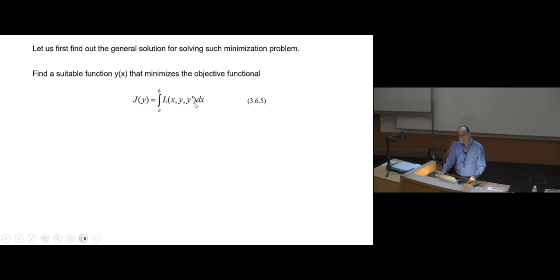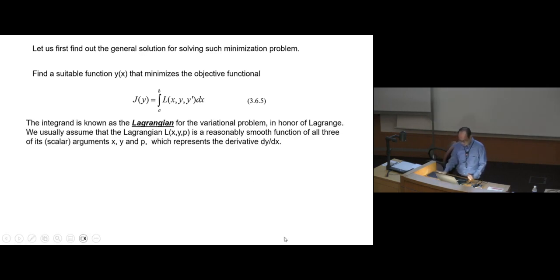So when we plug in this function, this functional will give you a value. It is a map from the space of functions y of x into a number. This integral will just give you, for any function, one number. So it is a functional. This integral is known as the Lagrangian for the variational problem, in honor of Lagrange.